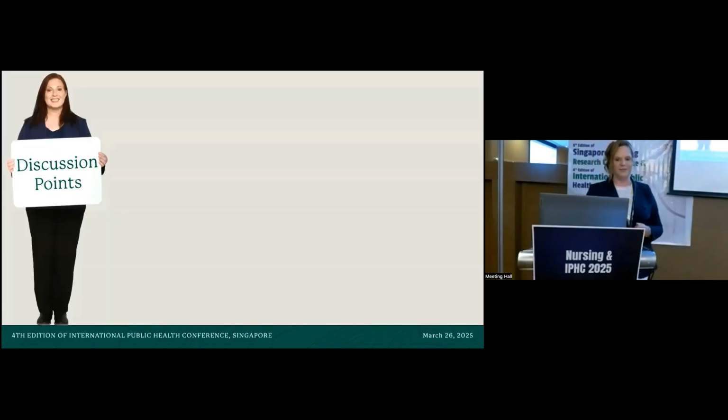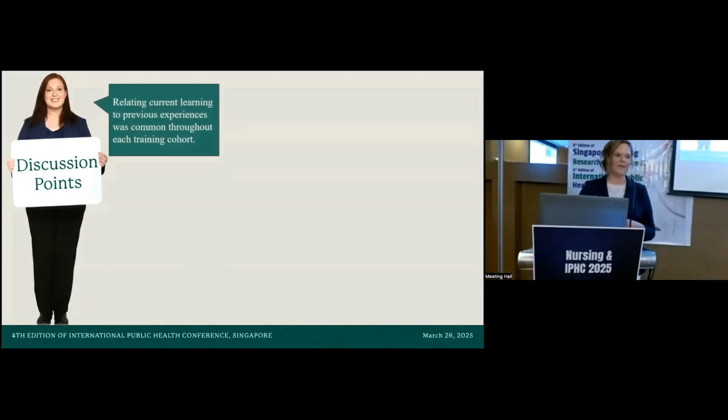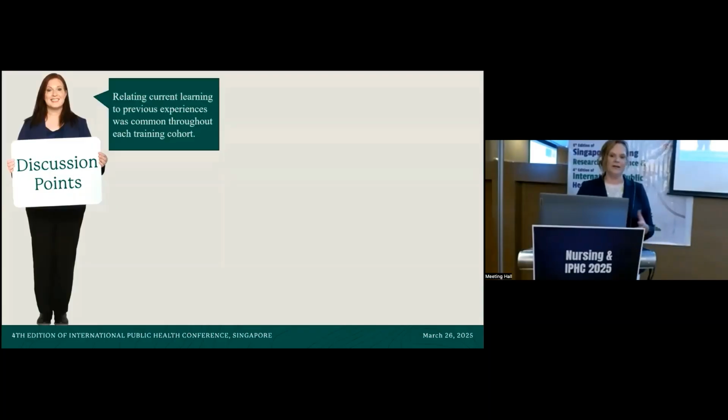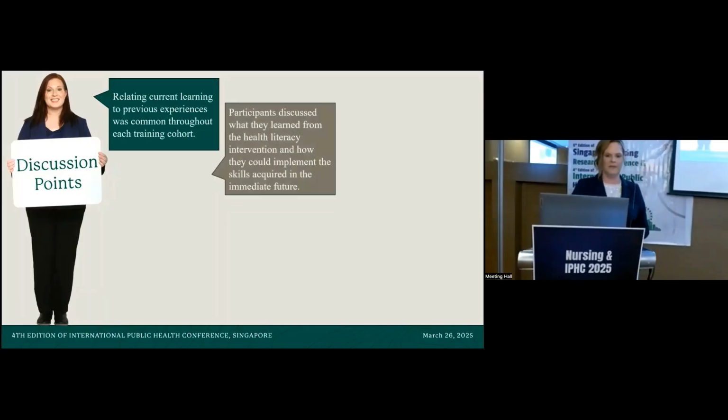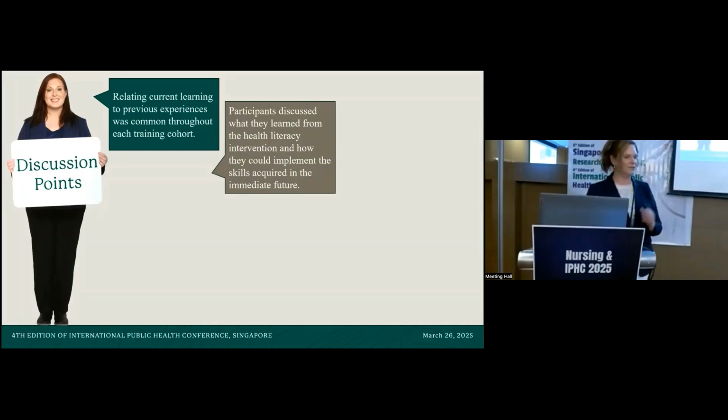These are my discussion points. So relating current learning to previous experiences was common throughout each training cohort. Remember, there were 6 of them, 5 were delivered via Zoom, 1 was in person. Participants discussed what they learned from the health literacy intervention and how they could implement skills acquired in the immediate future. And this goes back to my whole constructivist theory.